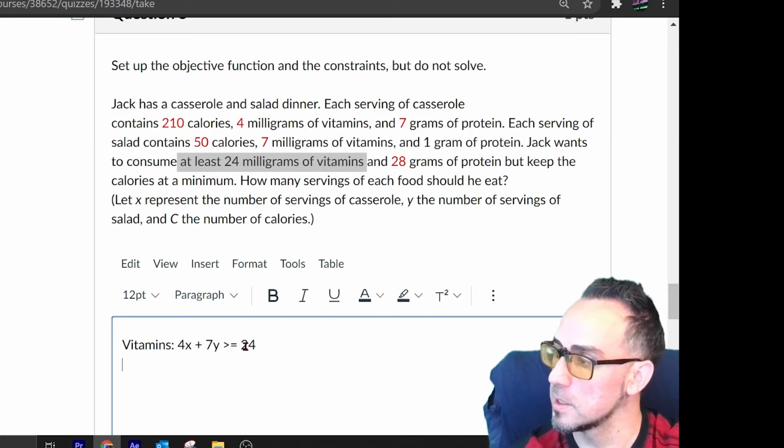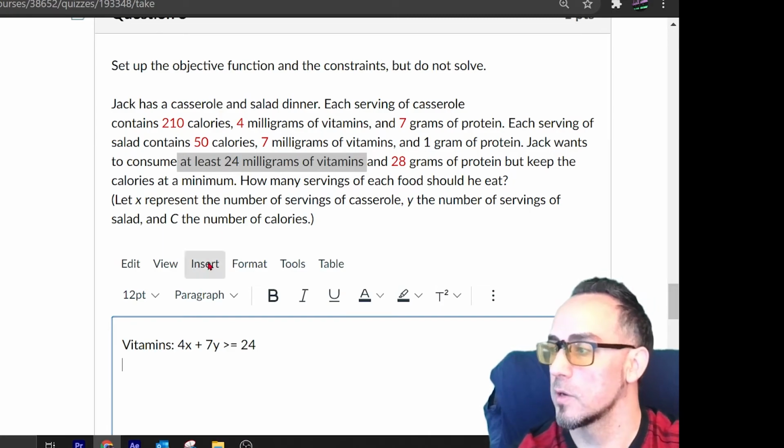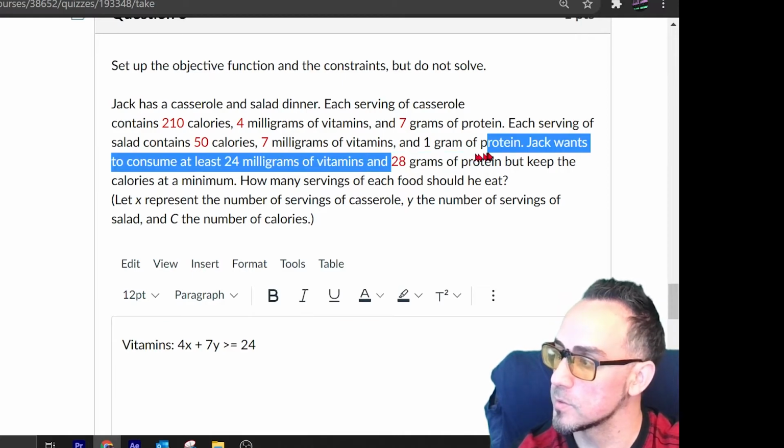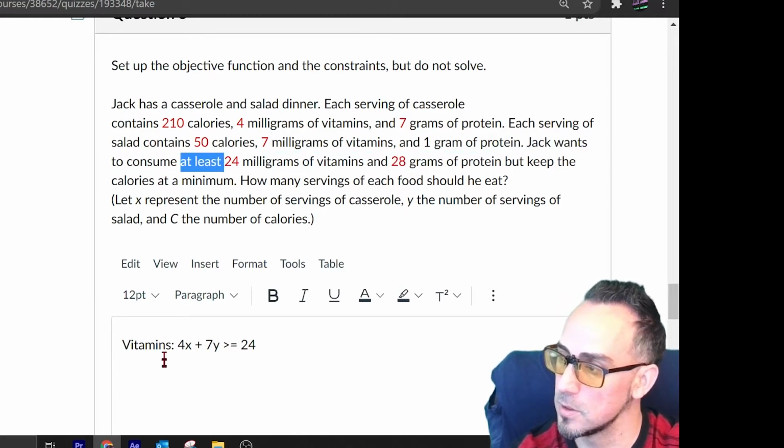Another constraint has to do with the 28 grams of protein. He wants at least 28 grams of protein. So protein.